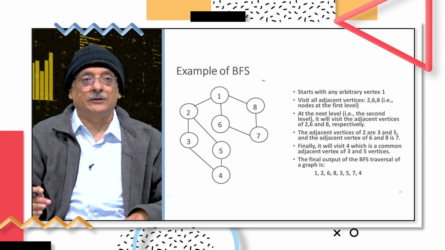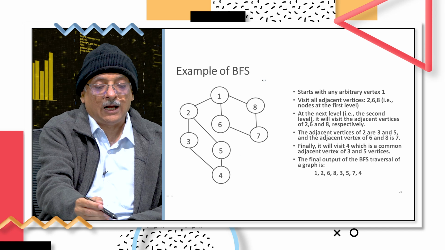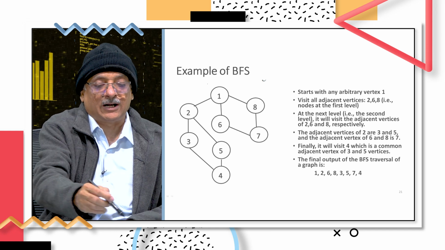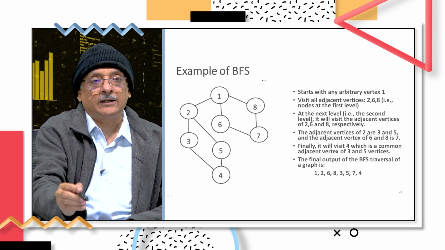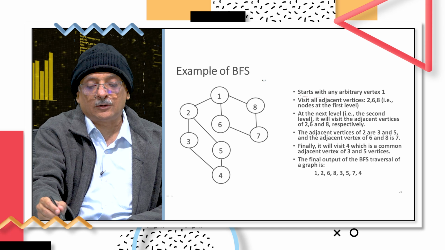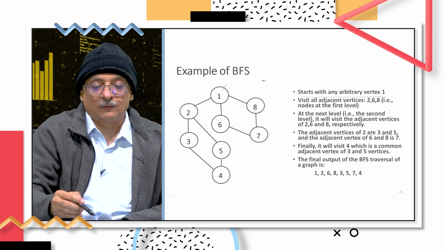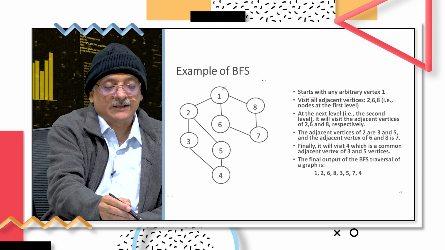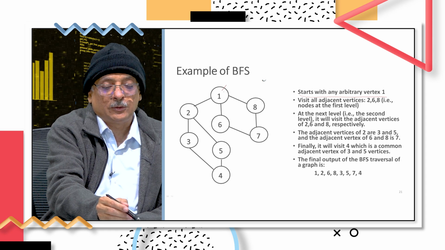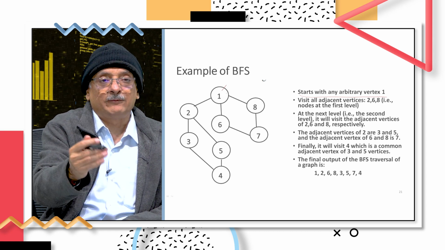So, let us look into the example. How does it work? Once again the same graph, but now we are doing BFS, and the start node once again is node 1. So, we are starting from node 1. Now, this is my node 1, it is in the queue and it has been visited.